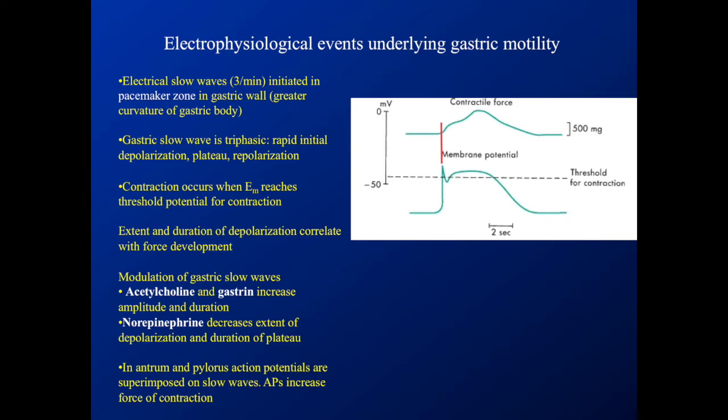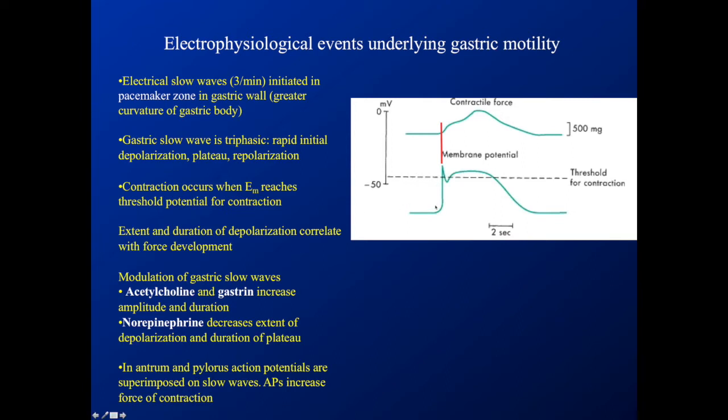The stomach, like the rest of the GI tract, has these slow wave phenomena that are the electrophysiology that underlies the motility of it. And these slow waves are initiated in the pacemaker zone, which I pointed out just before, in the gastric wall, in the greater curvature of the gastric body. And these will send pulses out, about 3 every minute, that start the contraction.